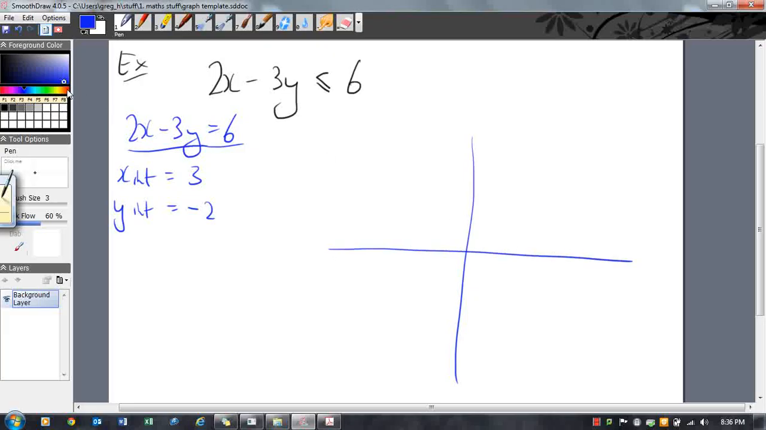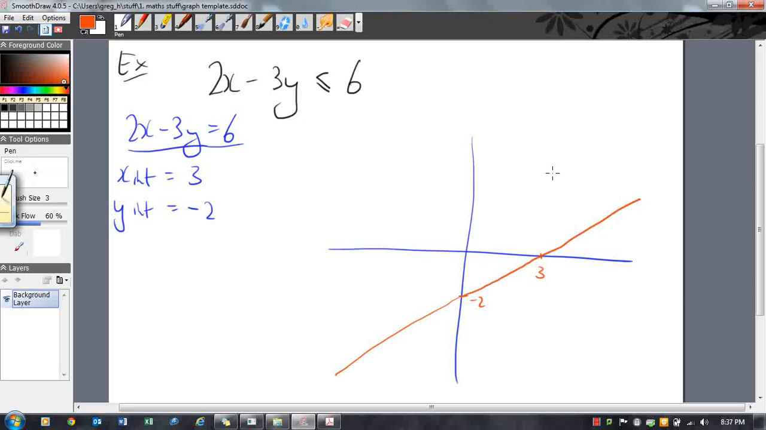Okay, good. Now, is it a dotted line or a solid line? It contains an equals in it, so it's a solid line in this case. X-intercept is 3, y-intercept is negative 2, and so the equation, a thick line, it's going to go through like that. Alright, so there's our line.